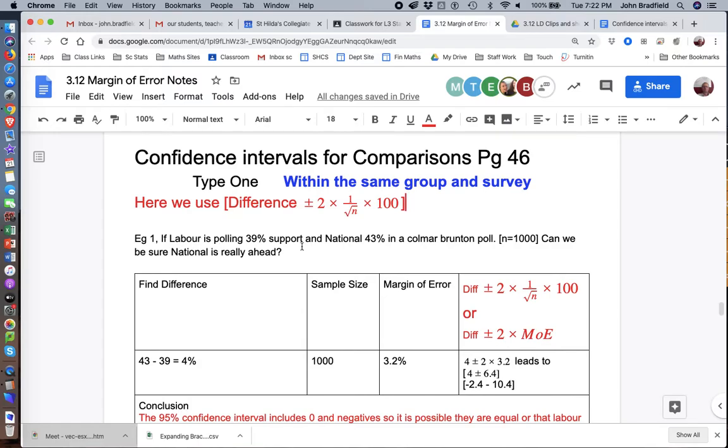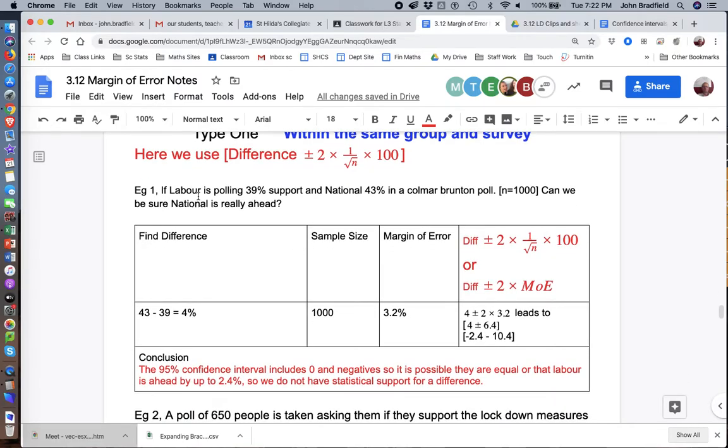So an example would be this. If Labour is polling at 39% and National 43% from the same Colmar Brunton poll with 1,000 people asked, can we be sure really that National is ahead? Okay, so we're going to use the difference plus or minus two lots of the margin of error because there's two percentages involved. So we work through it from left to right. The difference is only 4%, 43 minus 39. The sample size is 1,000.